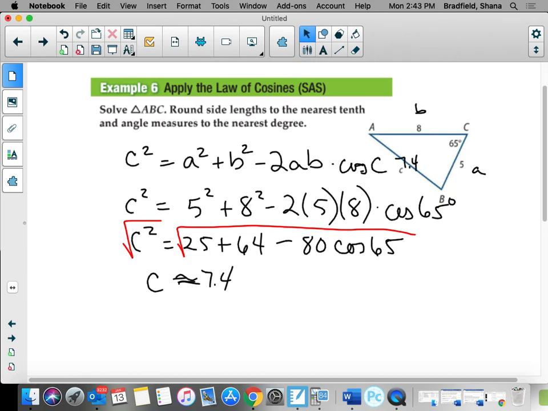Now we've got enough information that if we wanted to, we could use the law of cosines again, or we could even use the law of sines. It really is up to you, because now I have side-side angle. So it could work out that I could use the law of sines there, or I could use the law of cosines. And then we would want to solve for the rest of the parts.